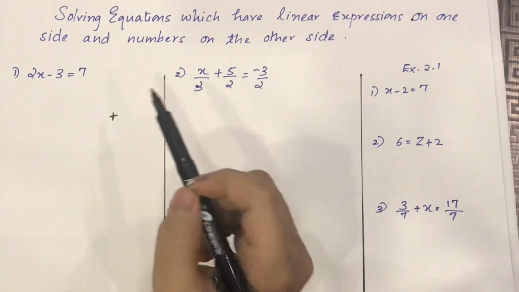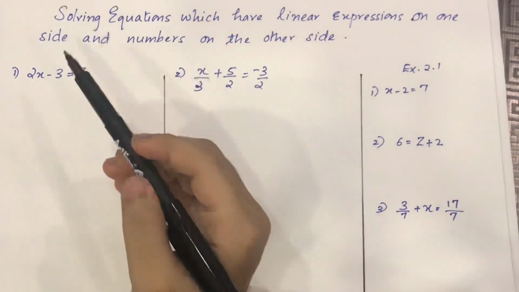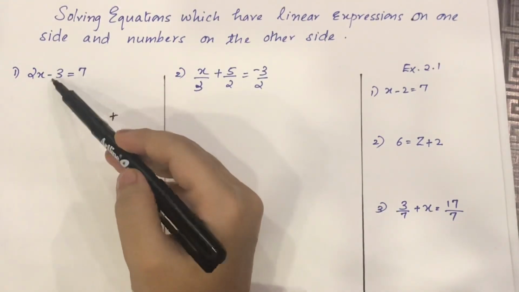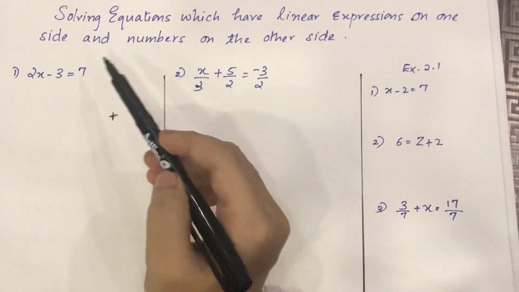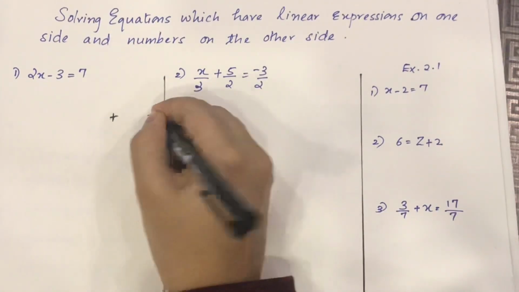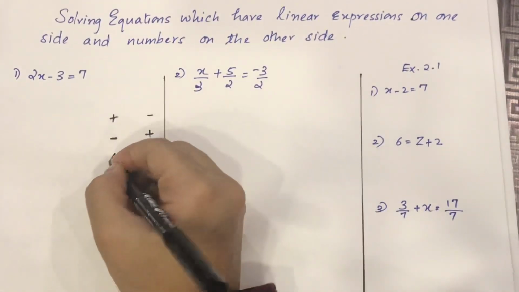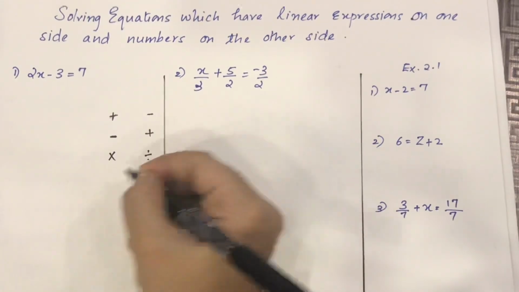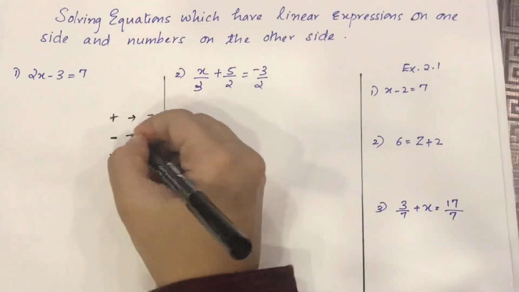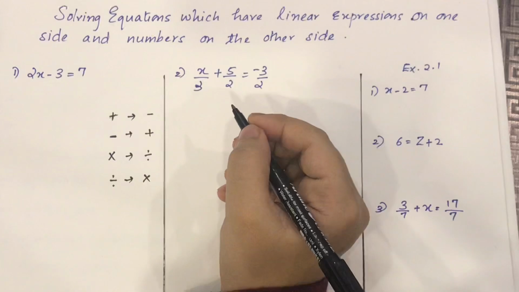So the easiest way to solve a linear equation is by transposing. So we will transpose terms from one side to the other until you get just the variable. The key point to remember while transposing is that plus sign becomes minus, minus becomes plus, multiplication becomes division, and division becomes multiplication. This is very simple and you will understand this when I give you the example.